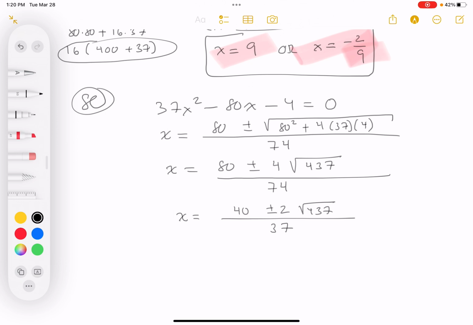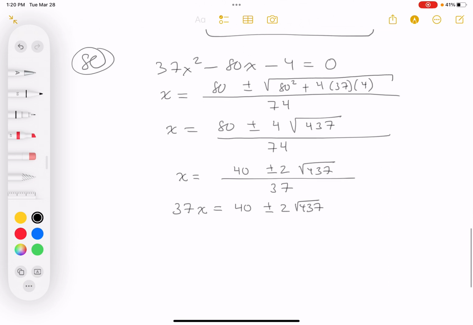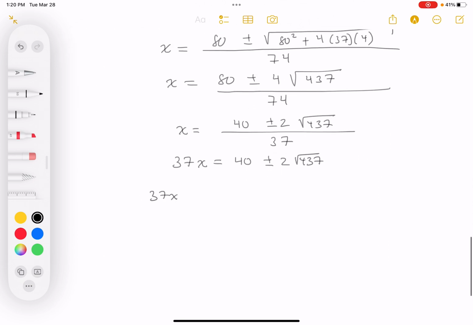I'm going to solve that. Now, some of the problems, if you go really slow, which I do sometimes, you might forget why you've done this, and it does happen. I'm actually going to solve for 0. And what do you get? 37x minus 40 minus or plus 2 root 437, and that equals 0. I want to remind you the reason we did this. We were asked to factor something. We were asked to factor 37x squared minus 80x minus 4. We were asked to factor it, not solve an equation.